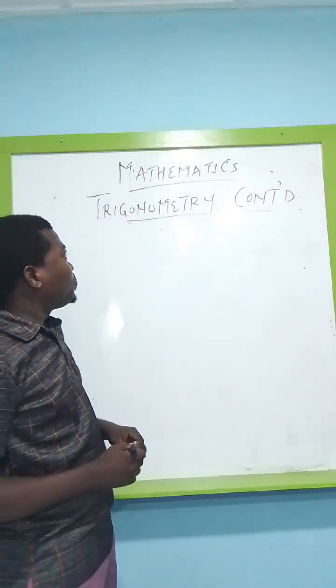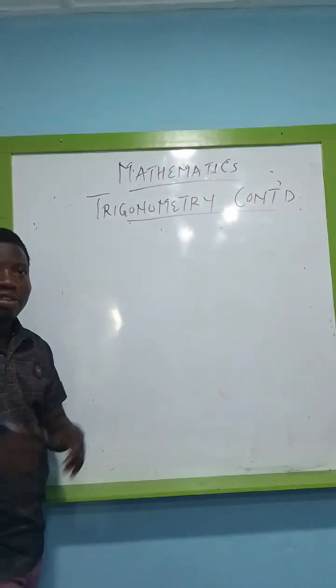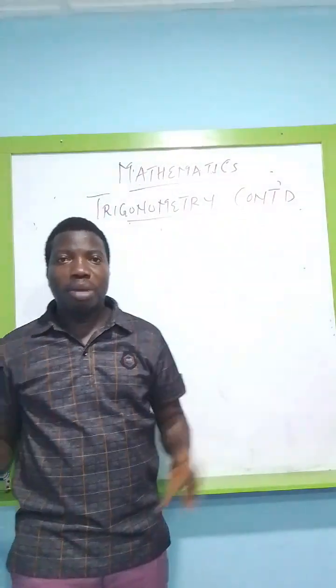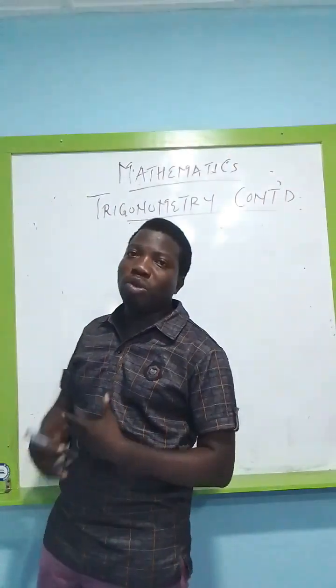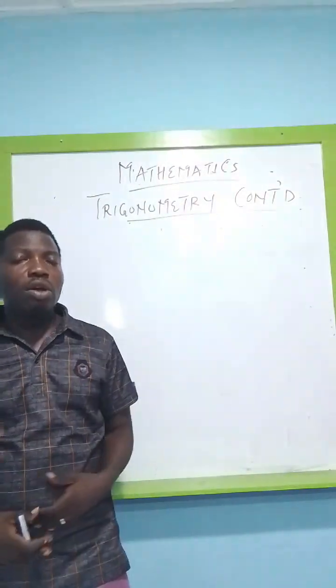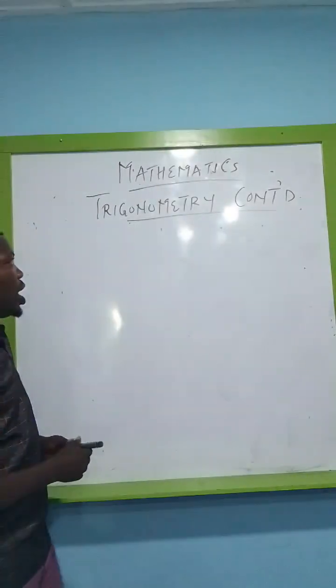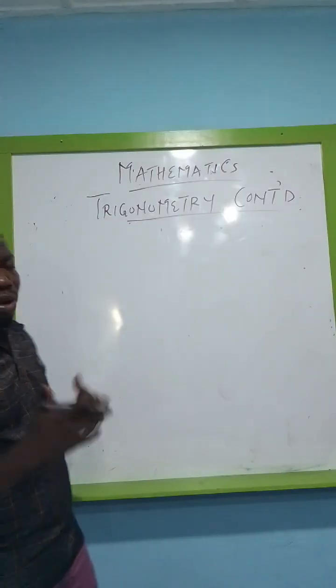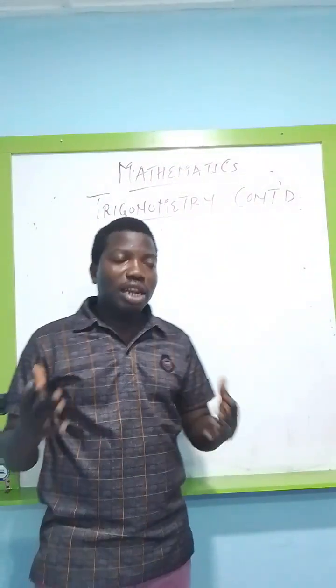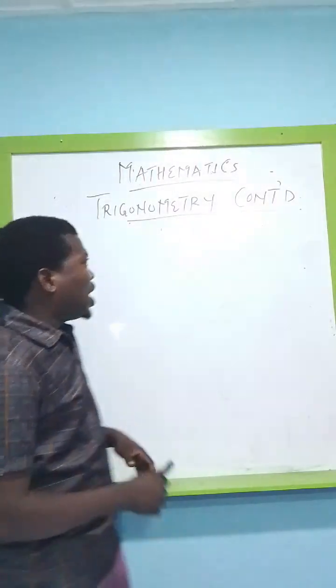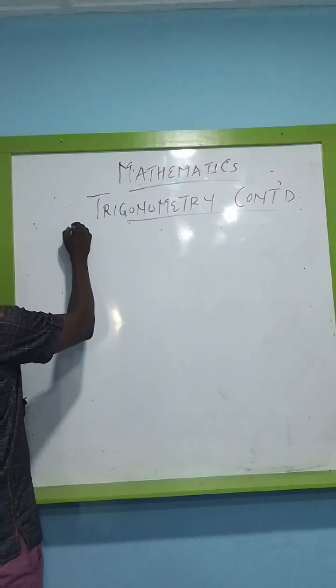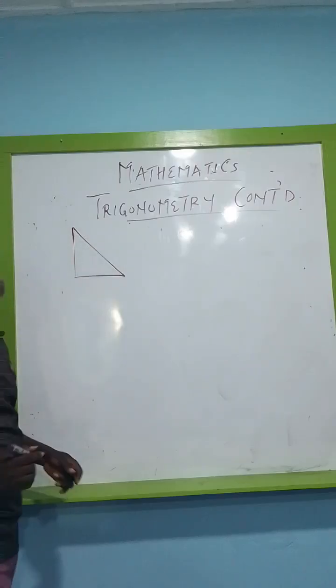Now let's continue. Trigonometry. Last class I said trigonometry is a branch of mathematics that deals with the relationship between sides and angles of a triangle, especially a right angle triangle. I gave us types of triangle: equilateral, isosceles, scalene, and so on. The one that concerns us here is the right angle triangle.